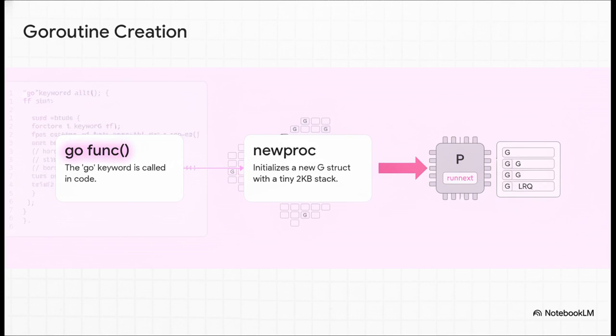But where does it go from there? The scheduler actually places this brand new Go routine right into the processor's run next slot. This is a special single slot high priority queue. If run next is already occupied, it gets pushed into the processor's local run queue, or LRQ. This design isn't an accident. Keeping the new Go routine local to the processor drastically improves CPU cache locality.